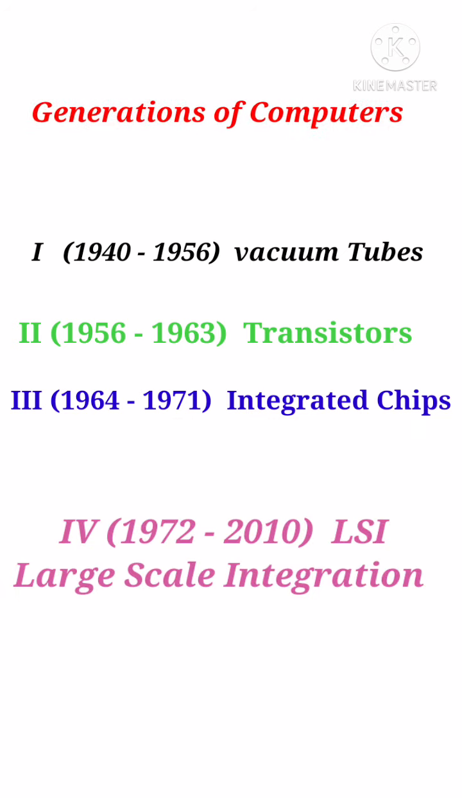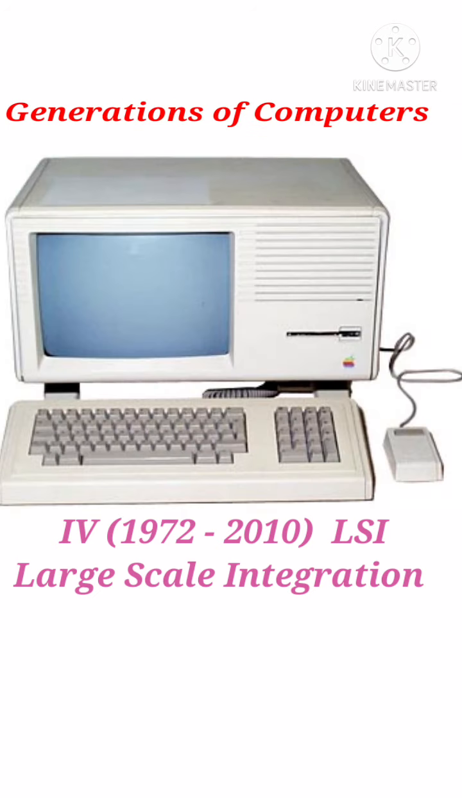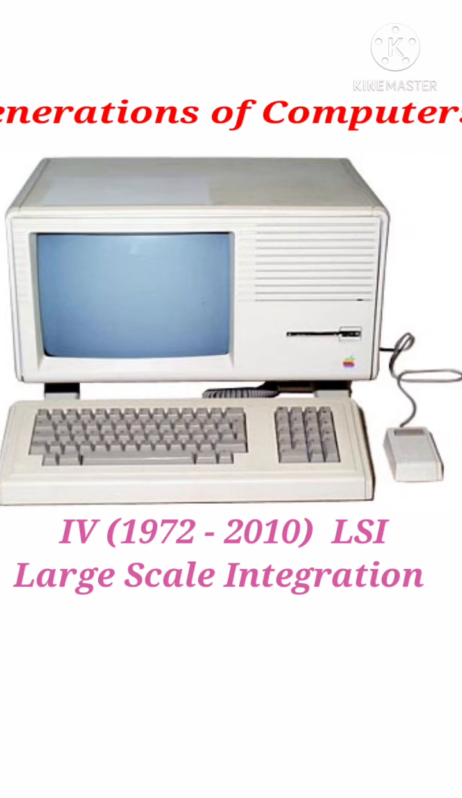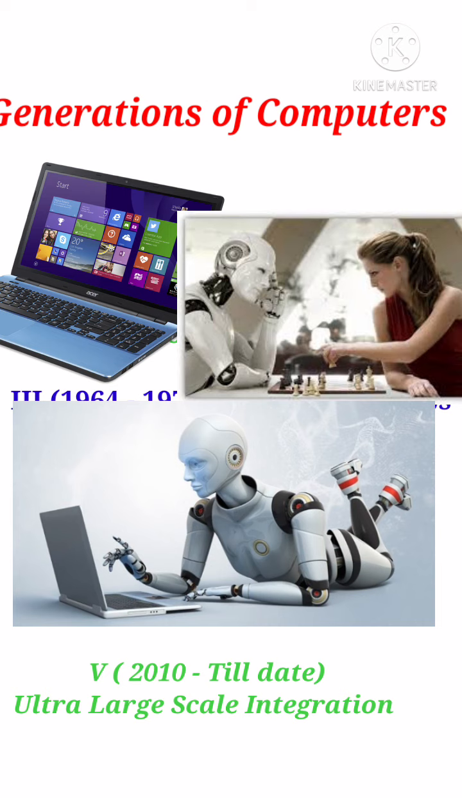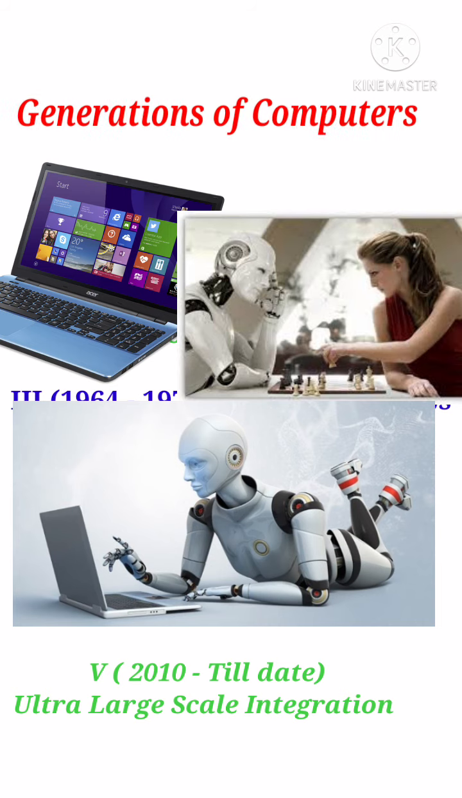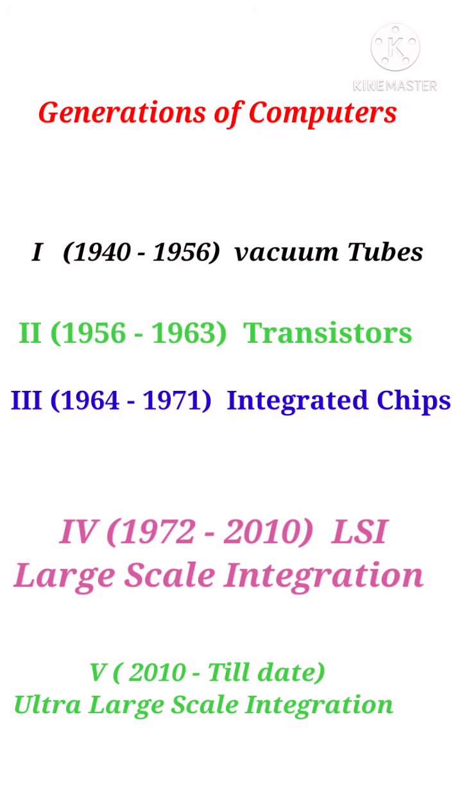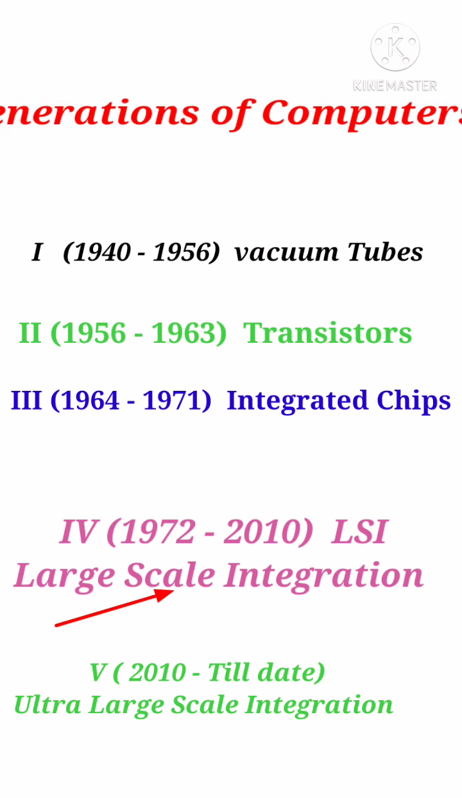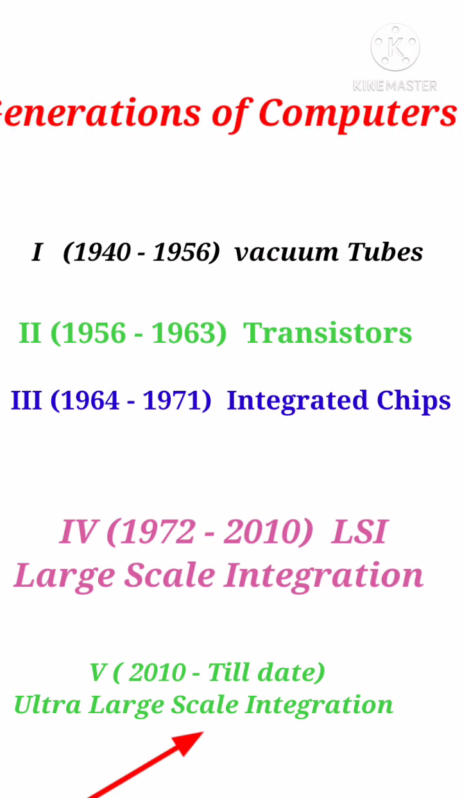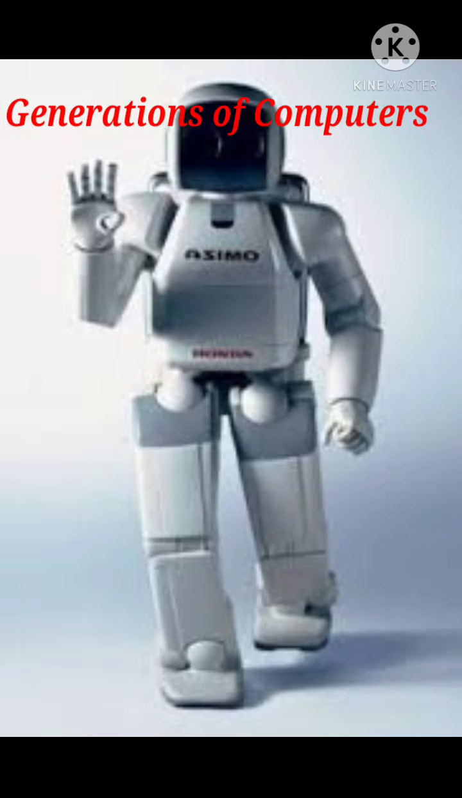The period of fourth generation began in 1972 and ended in 2010, named large scale integration. Fifth generation is from 2010 till date. The name of the fifth generation computer is ultra large scale integration. Ultimately, the 5 generations of computers are vacuum tubes, transistors, integrated chips, large scale integration, ultra large scale integration.